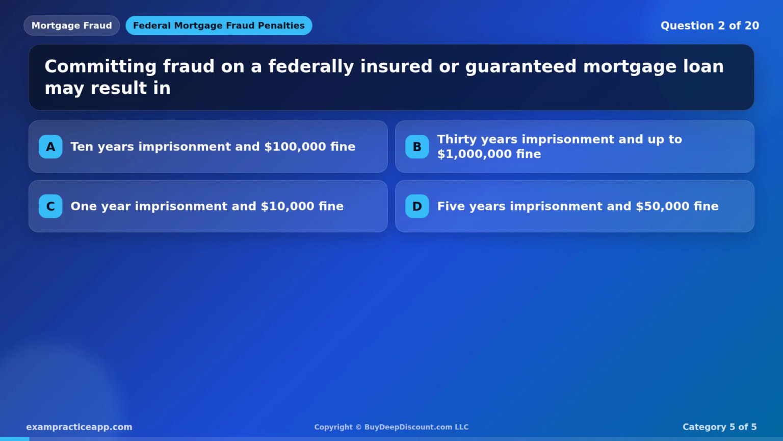Question 2. Committing fraud on a federally insured or guaranteed mortgage loan may result in option A, 10 years imprisonment and $100,000 fine, option B, 30 years imprisonment and up to $1 million fine, option C, 1 year imprisonment and $10,000 fine, option D, 5 years imprisonment and $50,000 fine. Take a moment to choose your answer. The correct answer is option B, 30 years imprisonment and up to $1 million fine. Explanation. Fraud involving federally insured or guaranteed loans can carry penalties of up to 30 years in prison and fines up to $1 million.